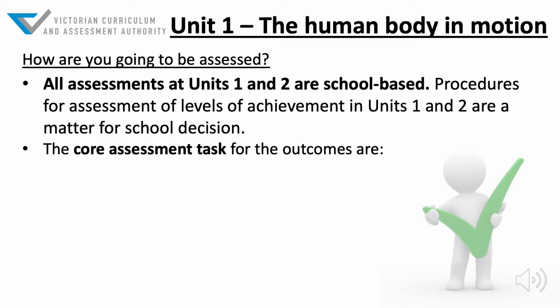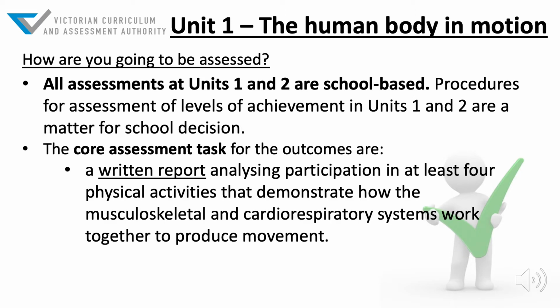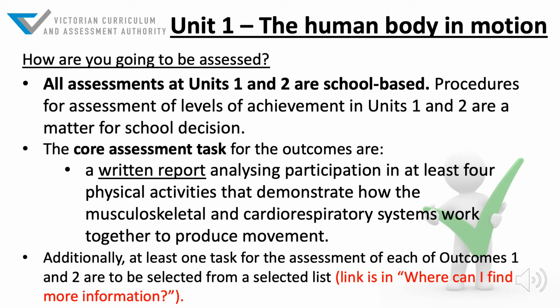However, the core assessment task for the outcomes of Area of Study 1 and 2 is a written report, and this will be analysing participation in at least 4 physical activities that demonstrate how the musculoskeletal and cardiorespiratory systems work together to produce movement. Additionally, the teacher will set at least one task for the assessment of each of outcomes 1 and 2, which are to be selected from a list, and you can find this in the following slide. There is a list on the page.